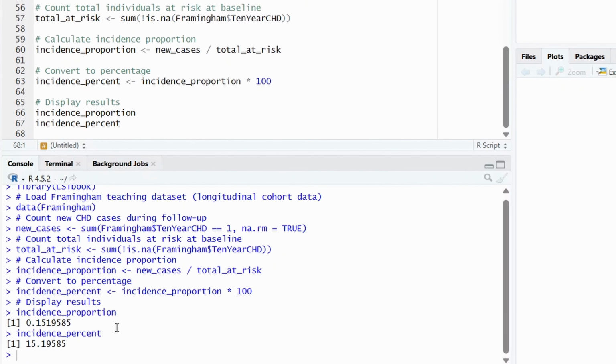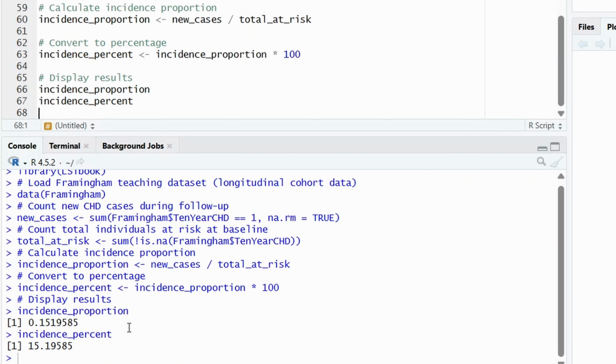Let's head over to the results. This output shows the calculated incidence of coronary heart disease in the Framingham cohort over 10 years. The incidence proportion is 0.152, meaning that about 15.2% of participants who were initially free of coronary heart disease developed the condition during the follow-up period. Expressed as a percentage, this is approximately 15.2%, or roughly 15 out of every 100 individuals at risk at baseline.